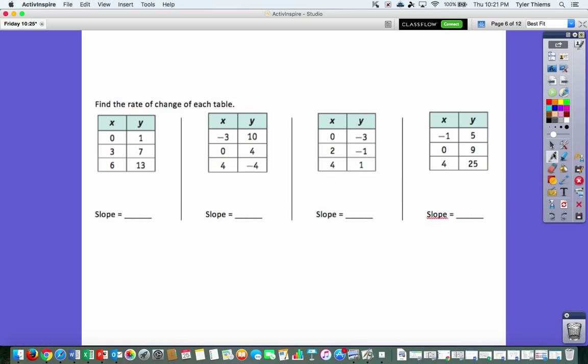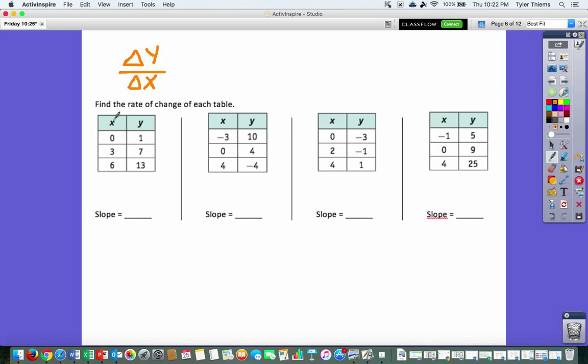Let's look at these 4 tables and let's find the rate of change on these tables. Rate of change is just another way to say slope. So what I want you to write somewhere on your paper is that the rate of change or the slope is the change, and this symbol stands for change, in the y over the change in the x. Change in y over the change in the x.